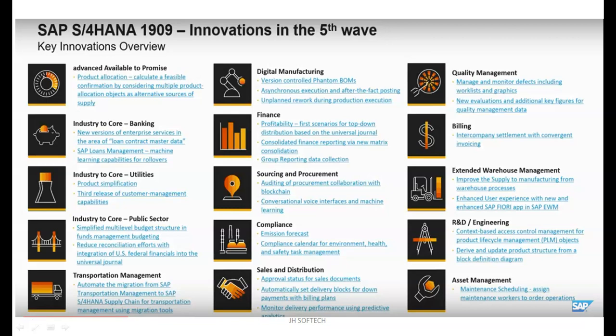When it comes to extended warehouse management, a huge number of innovations have taken place in EWM. We have improved supply to manufacturing from warehouse processing, enhanced user experience with new and enhanced SAP Fiori apps in extended warehouse management. In the research and development section, we have context-based access control management for product lifecycle management, the PLM objects, and derive and update product structure from a block definition diagram. We have asset management, in which we have maintenance scheduling, assign maintenance works to order operations.